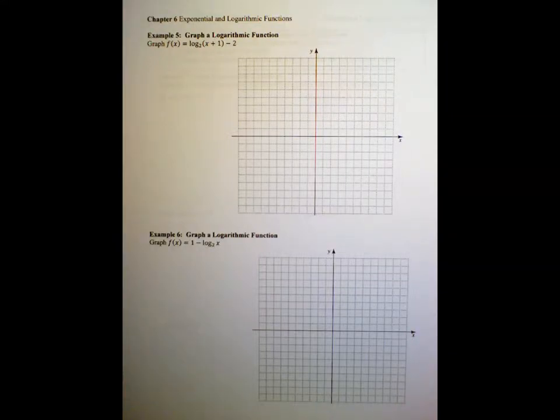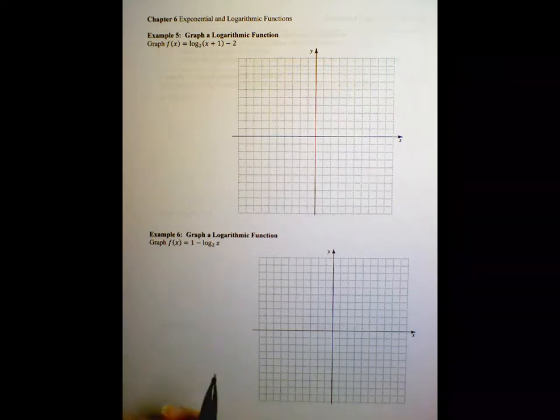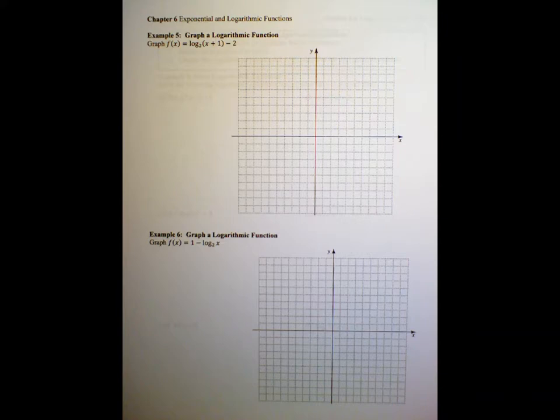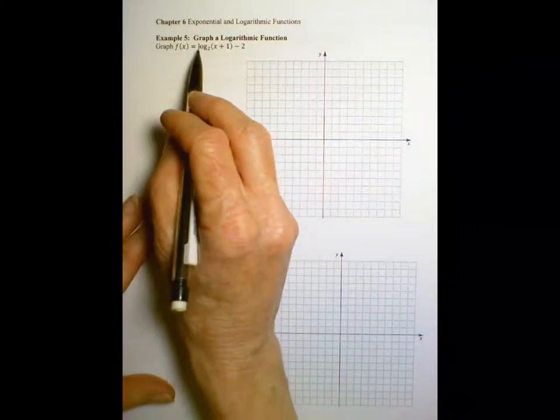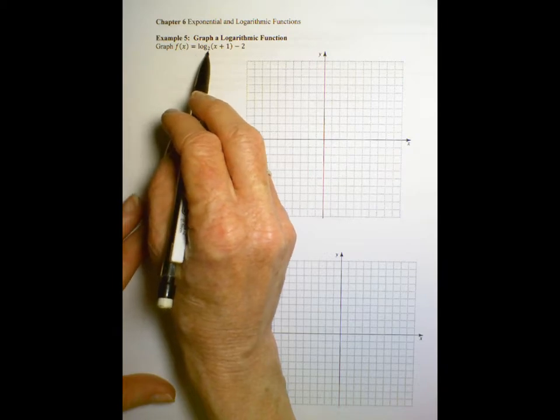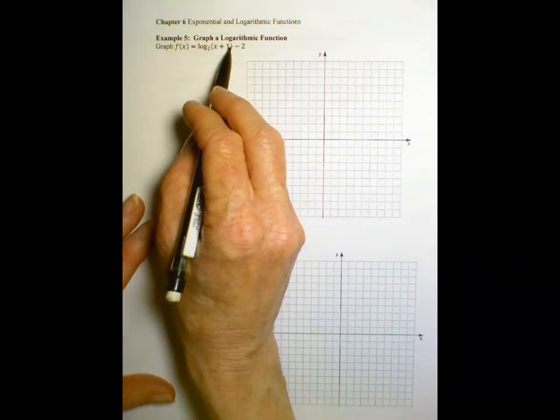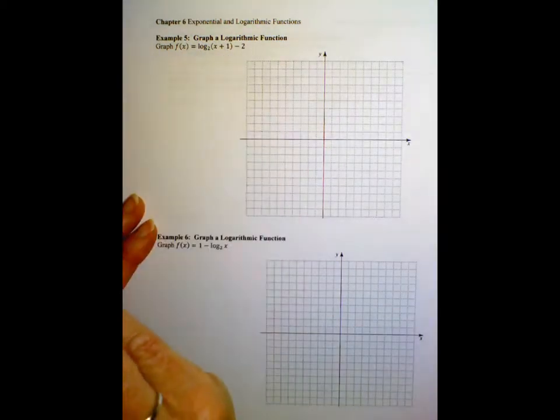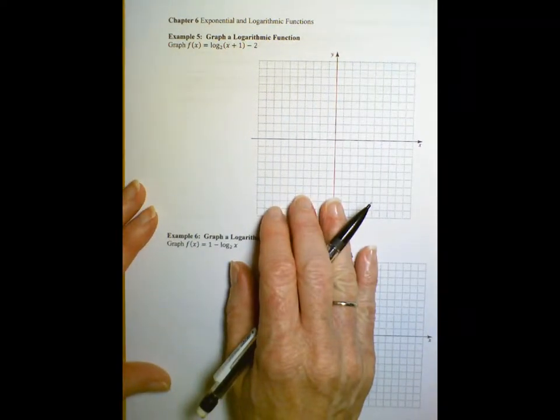This is section 6.4 on log functions. Example 5 and 6, we're going to graph logarithmic functions using transformations. Okay, so our first one says that our function is the log to the base 2 of x plus 1 minus 2. So we're looking for transformations.